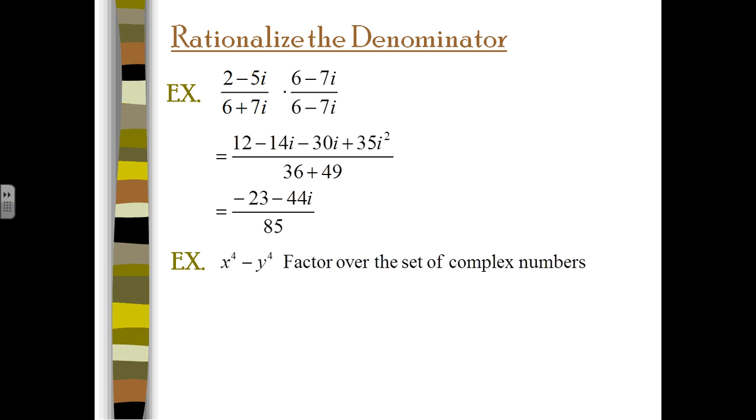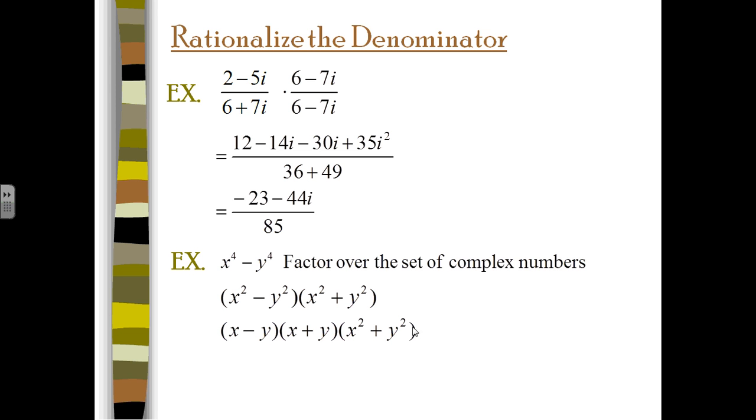Okay? Last one, if you want to factor x to the 4th minus y to the 4th, and you're allowed to factor over the set of complex numbers. Let's just try this one more time. First of all, this is the difference of squares. So we have x squared minus y squared and x squared plus y squared. And this right here is the difference of squares. So we get x minus y times x plus y. And typically, we've had this problem before, we would have stopped at this point and said, this is as factored as it possibly can get.